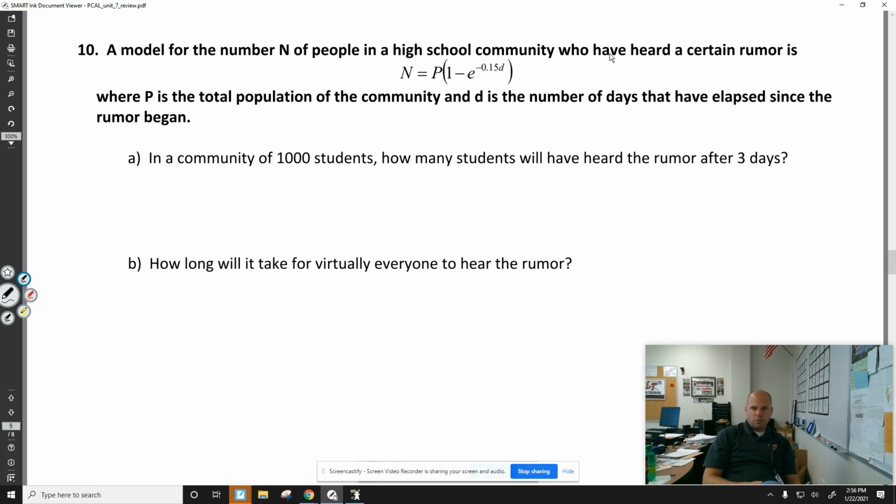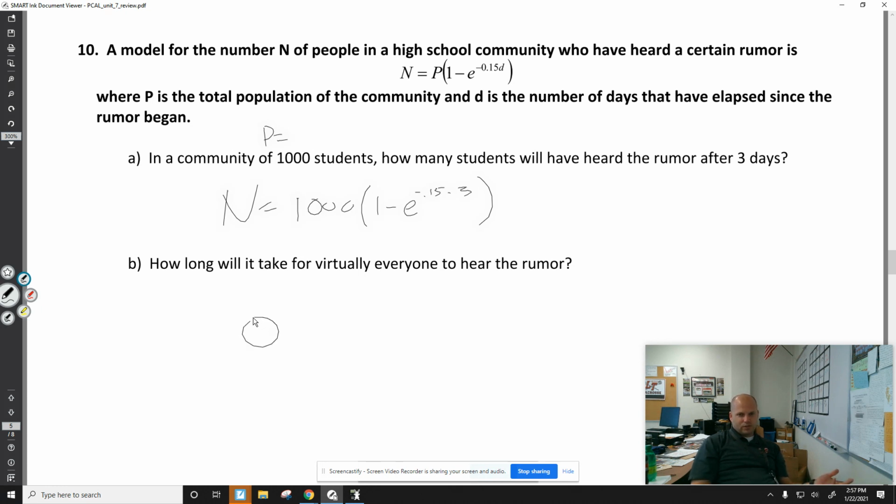Number of people in a high school community who have heard a certain rumor. This is a calculus question. P is the total population, D is the number of days since the rumor began. Community of 1,000 students, that's P. How many have heard it after 3 days? 1K times 1 minus e to the negative 0.15 times 3. I'm not going to type that in the calculator. How long will it take for virtually everyone to hear the rumor?